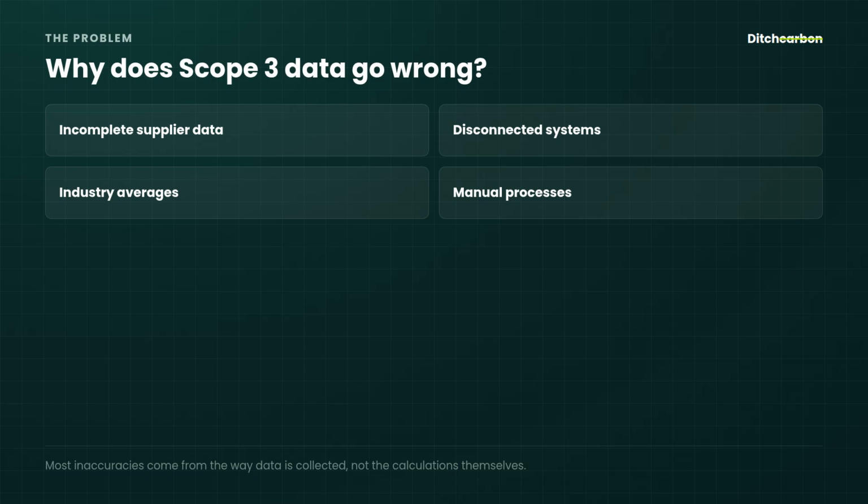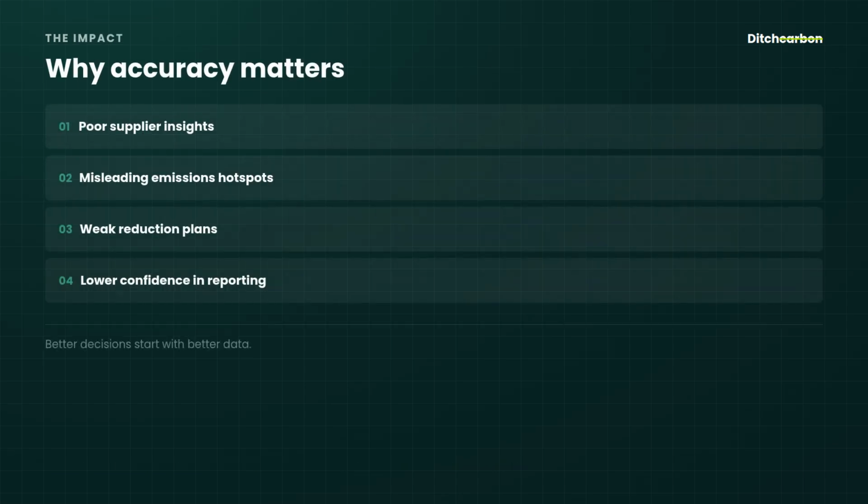Before we look at the mistakes, let's talk about why this matters. Scope 3 data isn't about creating a more accurate report. It's about making better decisions. If your data points you towards the wrong suppliers, the wrong products, or the wrong emissions hotspots, you end up spending time and resources solving the wrong problems. So let's get into the 5 mistakes.